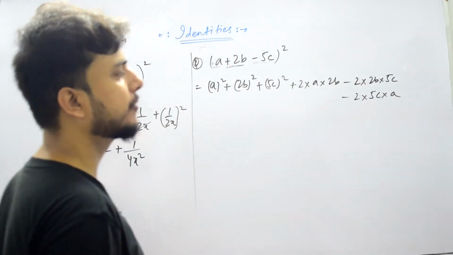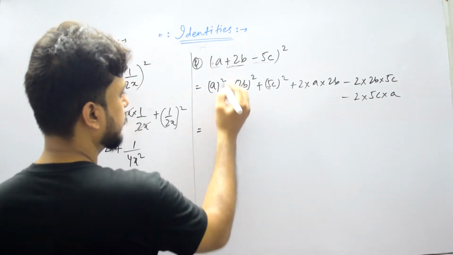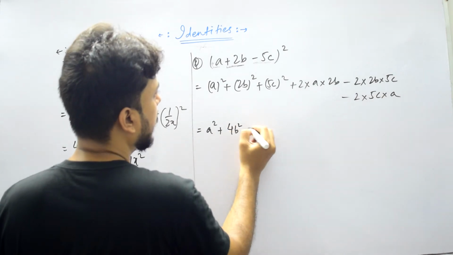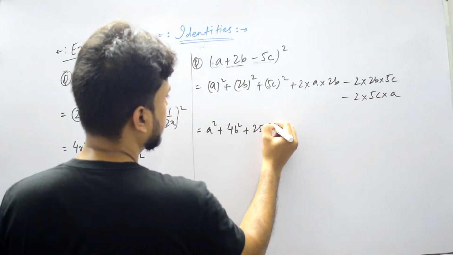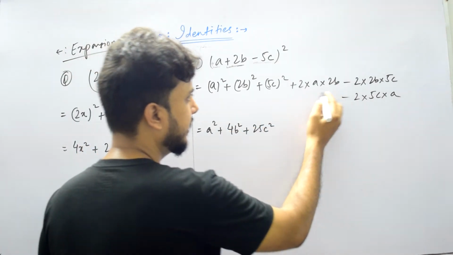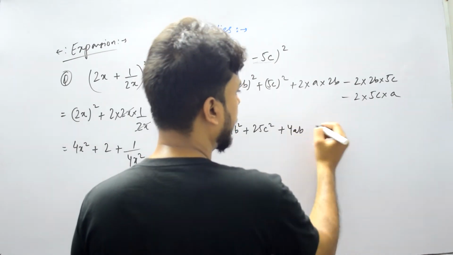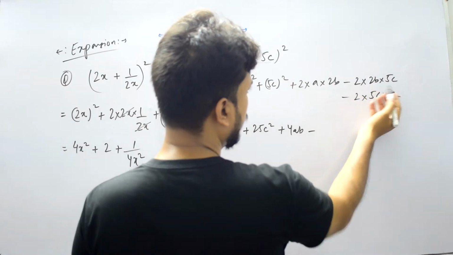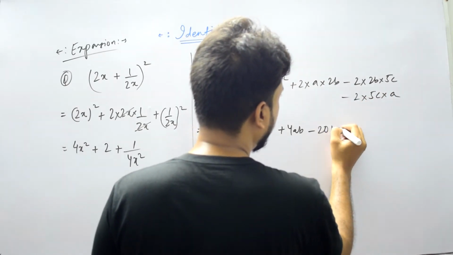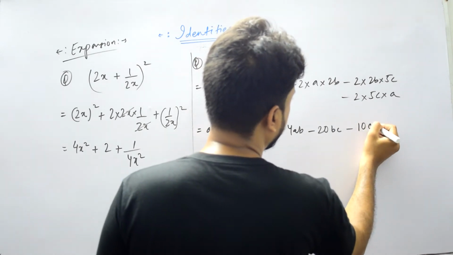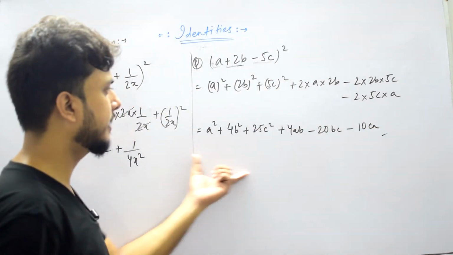And then we have to multiply and solve it. So A square is A square, plus (2B) whole square is 4B square, plus (5C) square is 25C square. Then we have these three terms. So 2 into A into B, so plus 4AB. Minus 2 into 2, 4, 4 into 5, 20BC. And then minus this is 10CA. So this is my answer.